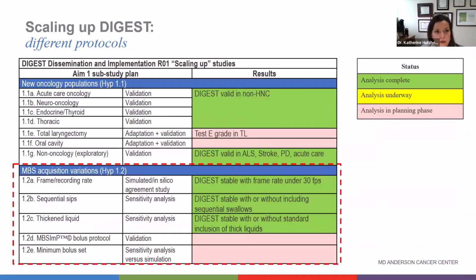We've also been able to identify, again, busy slide, but to show all of the work that we're doing to try to understand how we perform our modified barium swallow studies and how flexible we can be and still use Digest appropriately. We've been able to identify that Digest is stable when the modified barium swallow study is recorded under 30 frames per second, whether or not you standardly implement a sequential swallow task in your bolus protocol, and whether or not you standardly implement thick liquids in your bolus protocol.